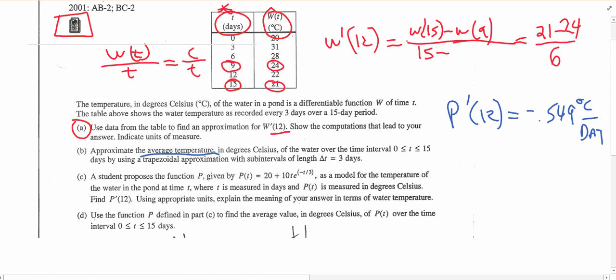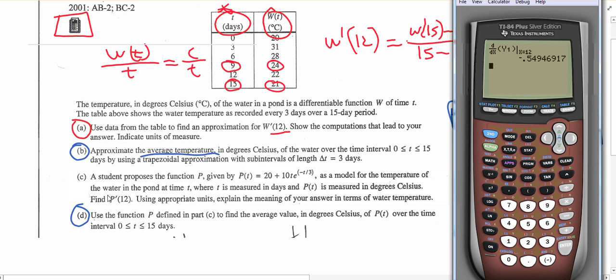Part D says use the function defined in part C to find the average value in degrees Celsius of P of T over the time from 0 to 15. So this is very similar to part B, where we approximated, but here we're actually going to use this function to find the integral. But luckily we still have that in our calculator, and so we can just punch that up. So it would be 1 over 15 times the integral this time from 0 to 15 days, and we still have that in our function at y1, and it's in terms of x. Just let the calculator do its thing, and it tells us that the average temperature over that 15-day period was 25.757.